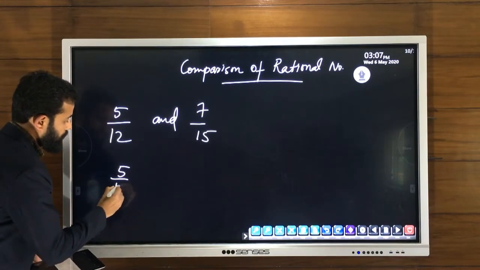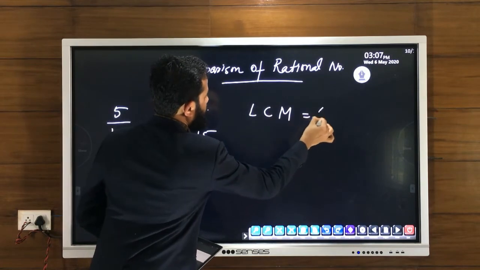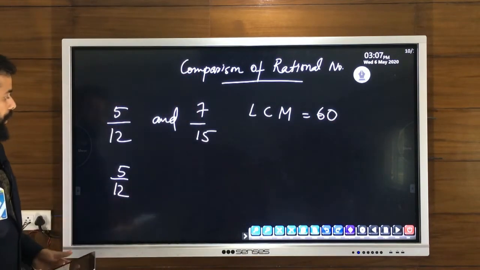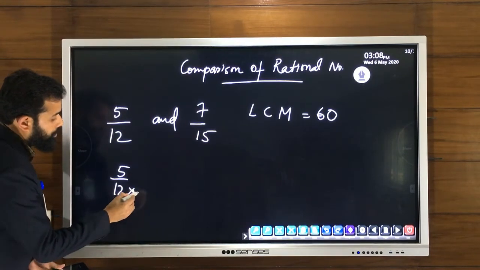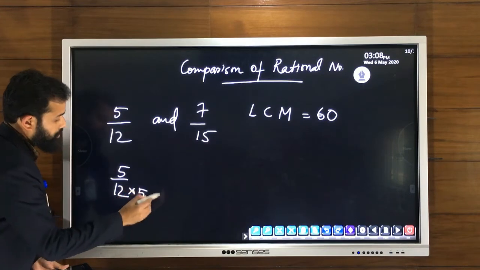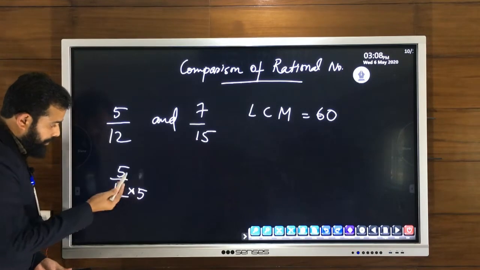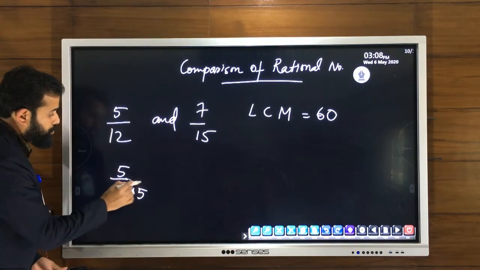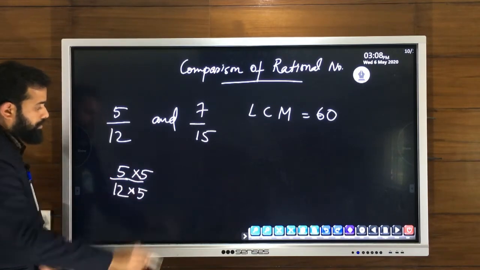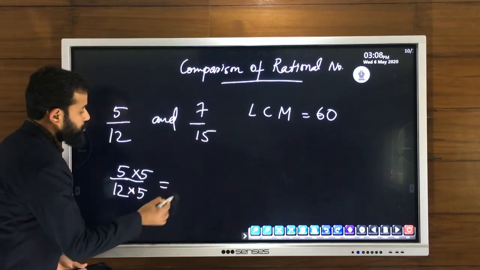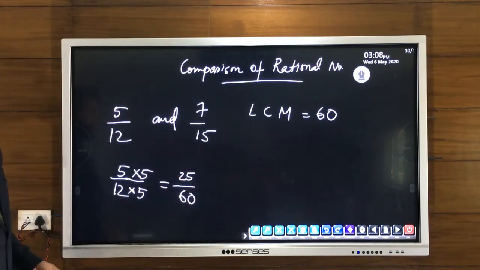The first number is 5 by 12. The LCM is 60. 12 multiplied by 5 is equal to 60. Whatever change we make in the denominator, the same change happens in the numerator also. If you multiply the denominator by something, the same number should be multiplied in the numerator. So it is equal to 25 divided by 60.